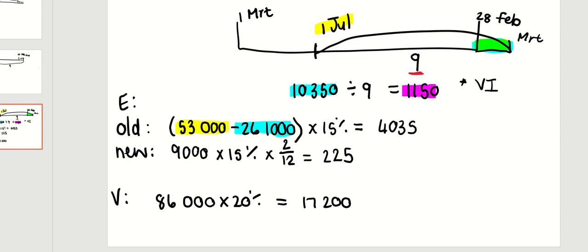En dan die nuwe toerusting moet ek onthou, dis nou net die 9,000 maal met 15%, en ek het dit net vir 2 maande gehad, want hulle het gesê ek het op die 1 Januarie gekoop. So dit is 2 op 12 waarmee ek dit maal. So hierdie twee bedrae saamgetel is dan my waardevermindering vir die jaar op toerusting. For the vehicles, it's on cost price. So dit is net daai bedrag wat hulle vir my gee in my proefbalans, maal 20%, and I had no new or old vehicles, it's just that one, and that's the 17,200.